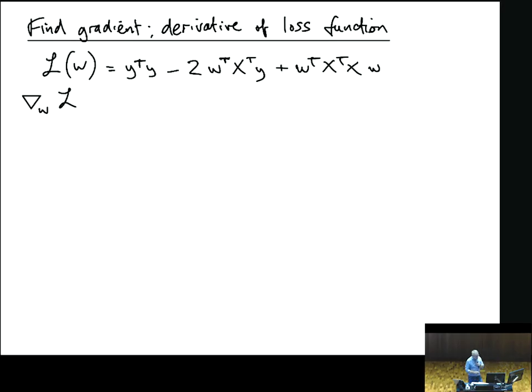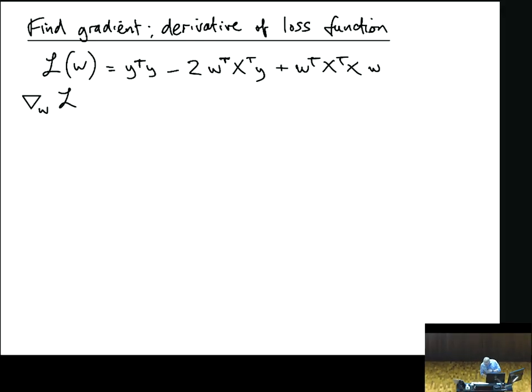So L is a function of W, and you want to take the partial. That says find the gradient of that function, and as you know, that means finding the partial derivatives of this function. It's going to be a vector of those, but we're working in matrix vector form.